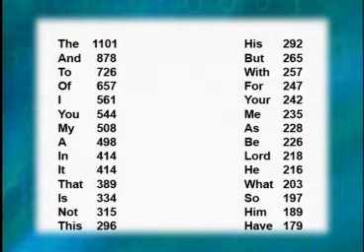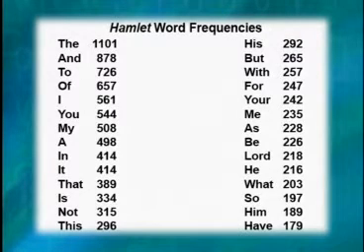Let me give you an example of some data. This is a chart that takes a document and lists the number of times that various words are used in the document. Like the word "the" is used 1,101 times, "and" is used 878 times, "to" is used 726 times, and so on. Let's see, "Lord" is used 218 times. This list of numbers of words in a document is, of course, not telling the story. In fact, these words do tell a story. These are the words that are in Hamlet, and they tell the number of times each word is used in Hamlet.